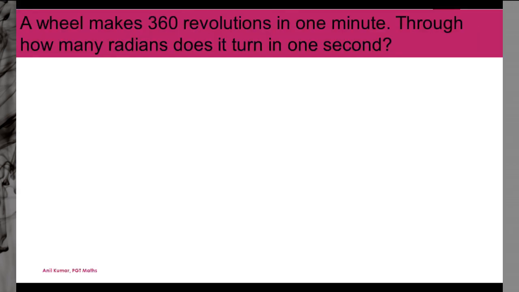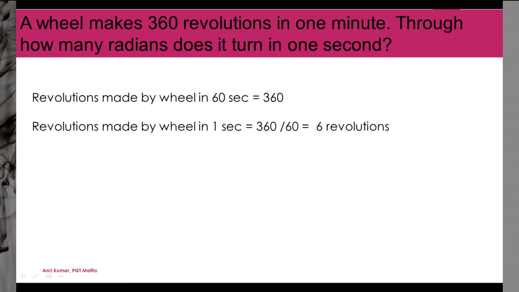A wheel makes 360 revolutions in 1 minute. Through how many radians does it turn in 1 second? So revolutions made by wheel in 60 seconds is 360. So in 1 second, how many revolutions will it make? 360 divided by 60. So it will become 6 revolutions, 6 rotations.